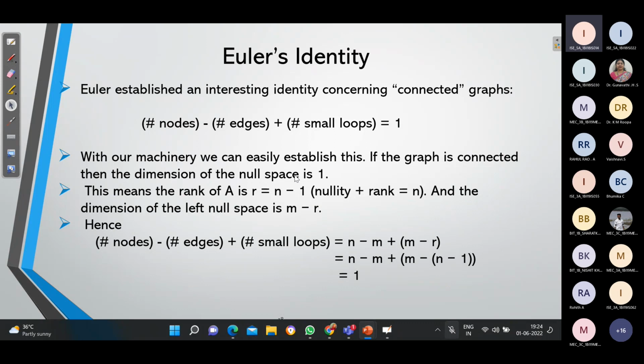This means the rank of the matrix, which is represented by r, is equal to n minus 1. The dimension of the left null space is m minus r. When we put these values into the equation, we get n minus m plus m minus r. Since r is substituted by n minus 1, when we solve this, we get 1. So this is Euler's identity.